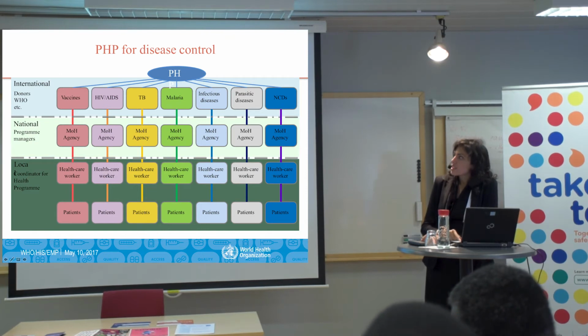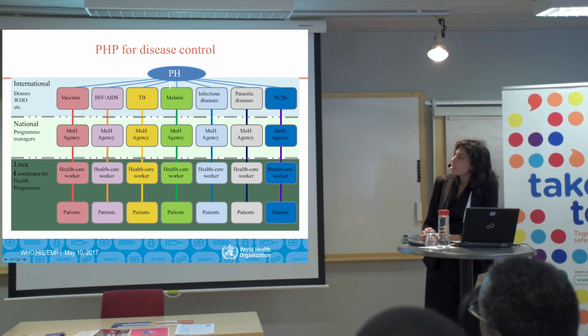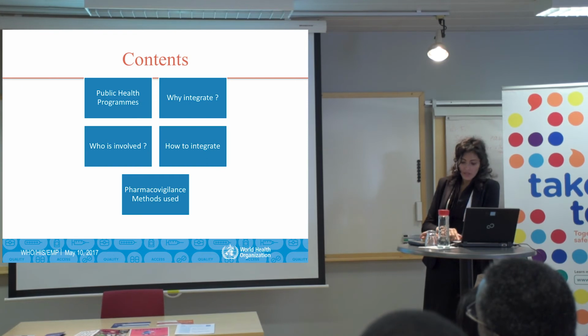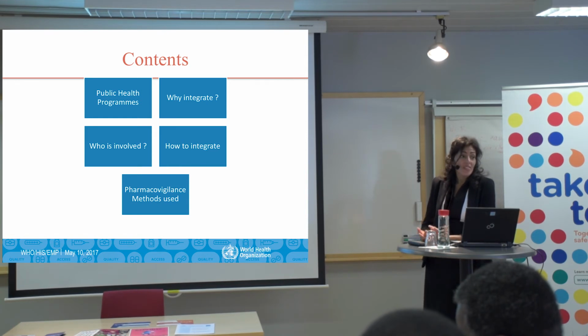And so these are just some public health programs that we have, and then it goes through a hierarchy. So you have the international level, then the national level, where you have the Minister of Health, and then you have the healthcare worker, and then it goes down to the patient. Okay, so how do we actually integrate? Can anyone give an example of how they have integrated PV into a public health program in their country?